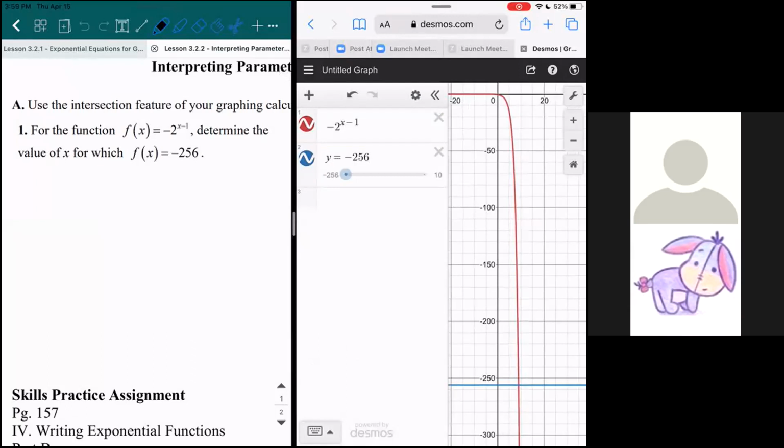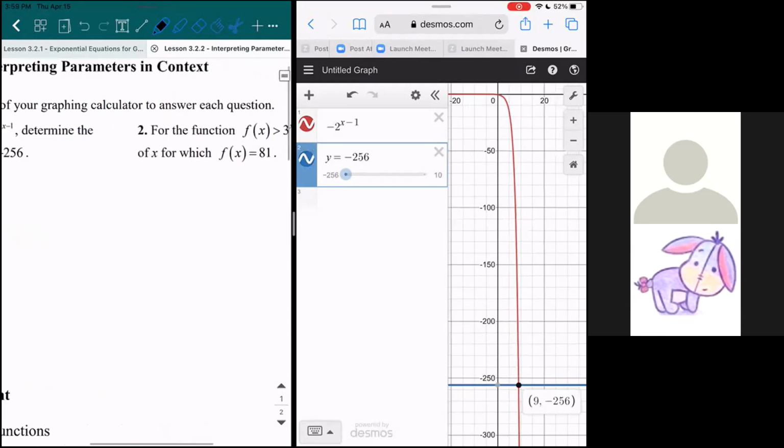So if we want to determine the intersection, click on it and it will tell you. So we want to determine the value of x for which f of x is equal to -256. So in that point that they gave us, what is our x value? Well, the point is 9, 256. It's always x, comma, y. So the x value is first. So then our x is equal to 9. Done.